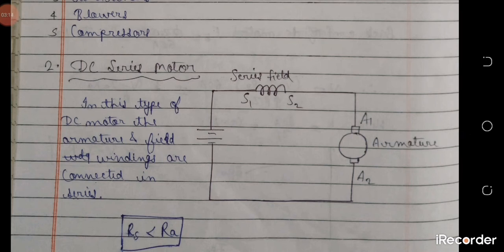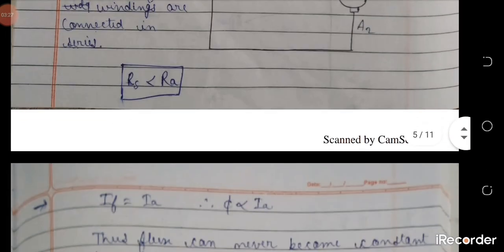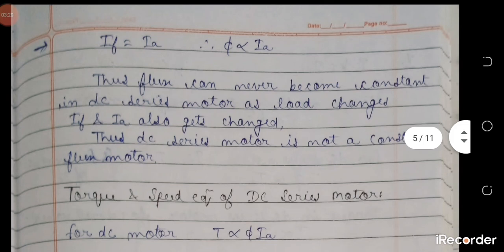Here this is the diagram of DC series motor. In this type of DC motor, the armature and field windings are connected in series. Here series resistance is less than armature resistance. In this, field current is equal to armature current, so flux is proportional to armature current. Thus flux can never become constant in DC series motor, as load changes, field current and armature current also change. Thus DC series motor is not a constant flux motor.